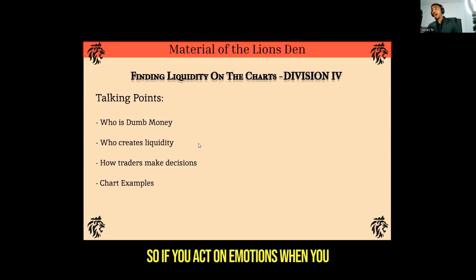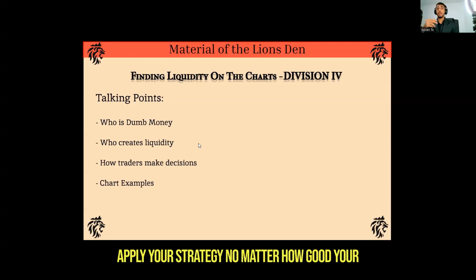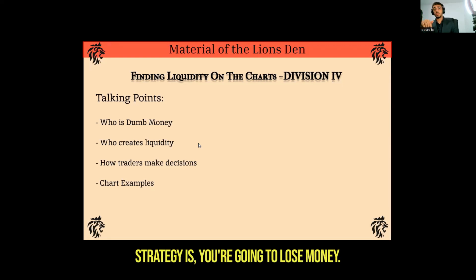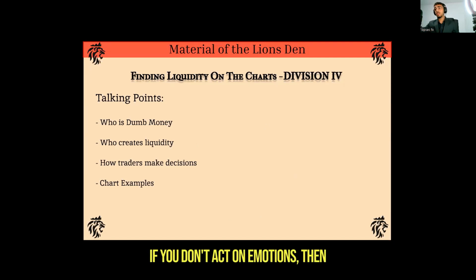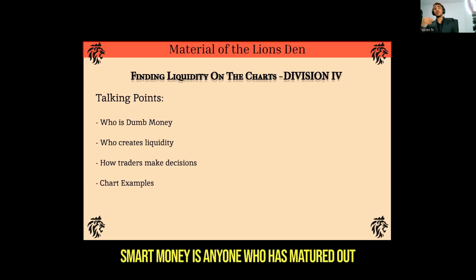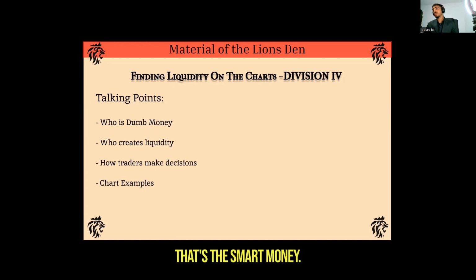So if you act on emotions when you apply your strategy, no matter how good your strategy is, you're going to lose money. If you don't act on emotions, then you're going to be smart money. Simple as that. Smart money is anyone who has matured out of their emotions and has the right approach. So if your approach is to be profitable and you have matured out of your emotions, then you're going to be smart money. Okay?